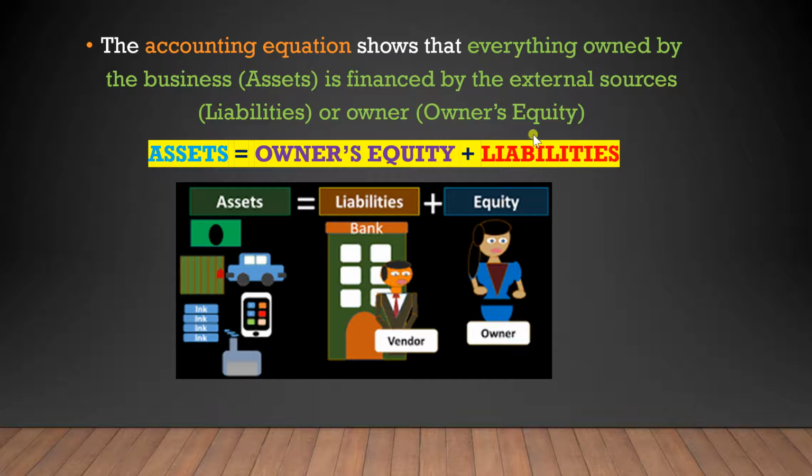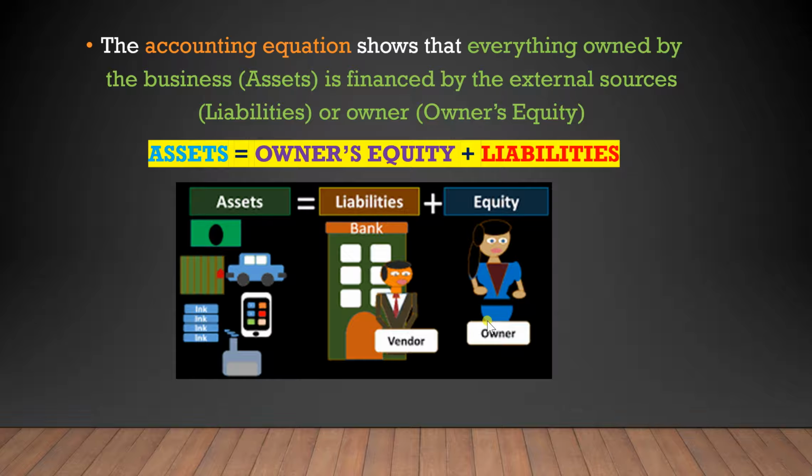So how do we interpret this? You see here, the accounting equation show that everything owned by the business, the asset, is financed or is contributed by the external sources or the owner equity. Take for example, like you see the motor vehicles, right? This is the assets of the business. Now, where does this motor vehicle comes from?